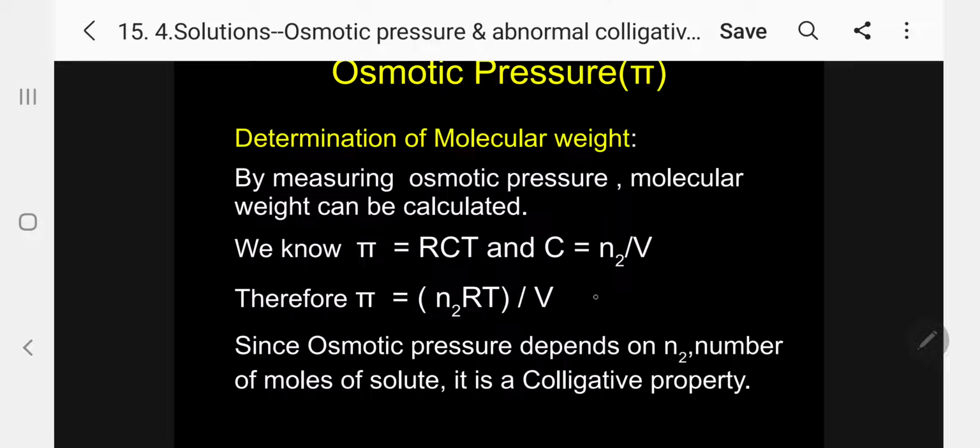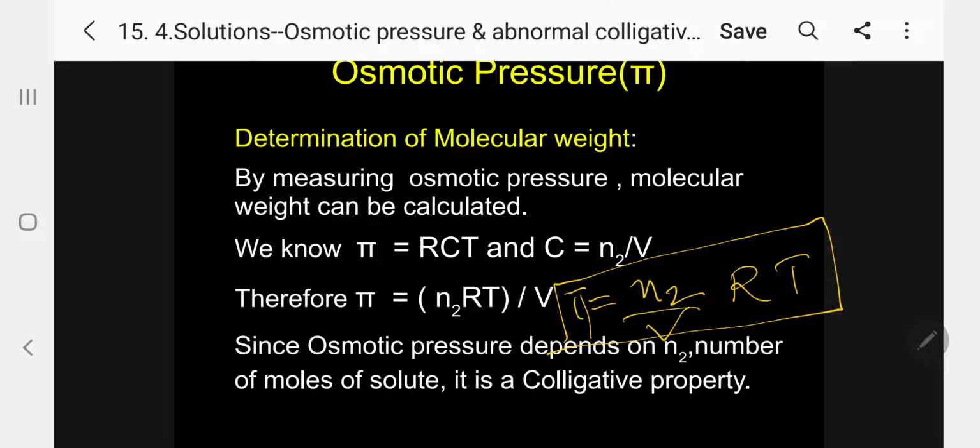So this I can write simply as N2 by V into RT. This is the pi. So this is the equation we are having. So pi is directly proportional to the number of particles, that is, moles of the solute. Since osmotic pressure depends on N2, the number of moles of solute, it is a colligative property.